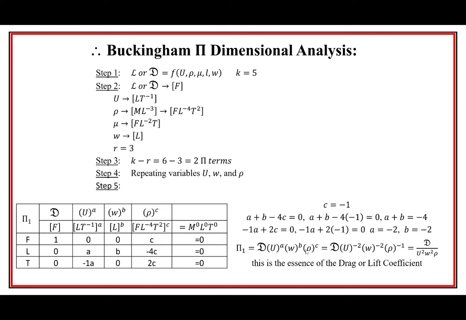So if we plug all these back in, we have this drag force divided by the speed squared, the width squared, and the density. And if you look at this bottom, well, let me see. I'm going to finish up with my Buckingham pi. Yeah, that's right. Let's not give it away yet.